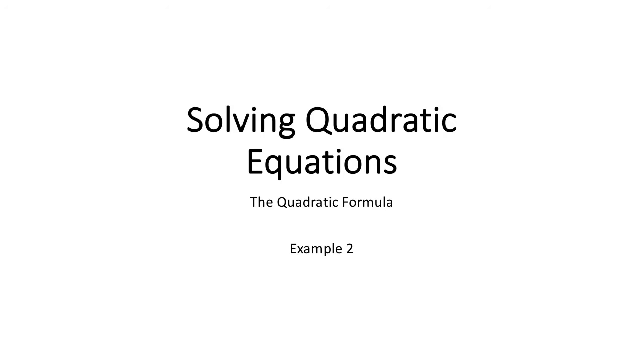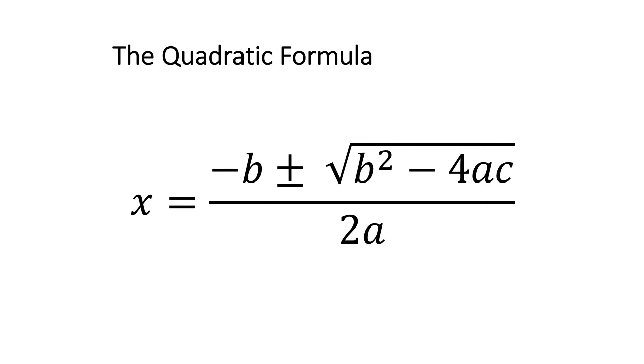This video will have a look at how we use the quadratic formula to solve a quadratic equation. The quadratic formula is x equals negative b plus or minus the square root of b squared minus 4ac, and we divide that by 2a. Using this quadratic formula, you are able to work out two different values of x. These values of x will be the solution to the quadratic equation that we are trying to solve.